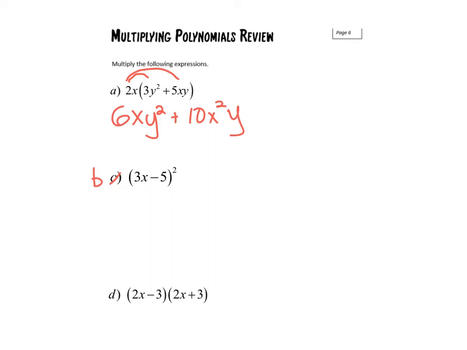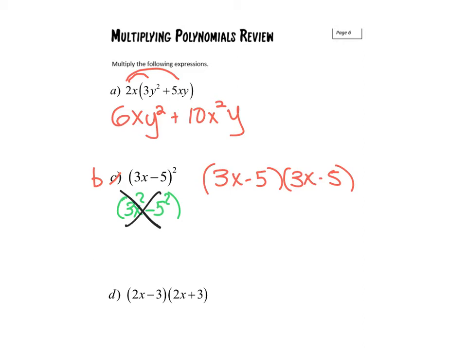3x minus 5, that expression squared means write it twice. If you did something like write 3x squared minus 5 squared, this would be incorrect. So hopefully you're not doing that. If you have an expression and it is squared, your only option is to write it twice. All right, we're going to go ahead and distribute.